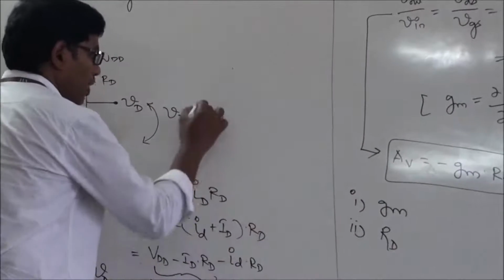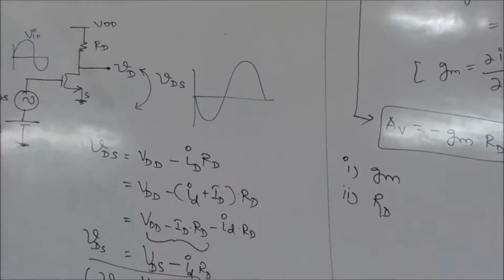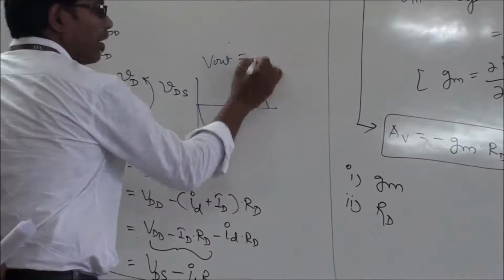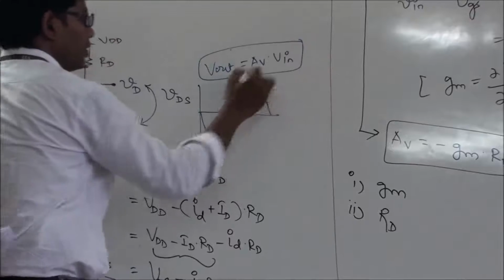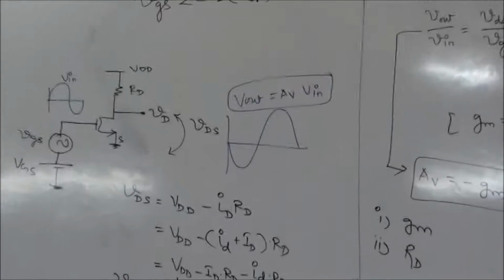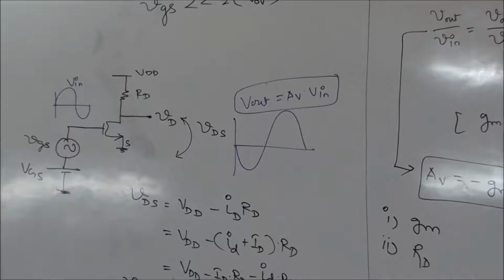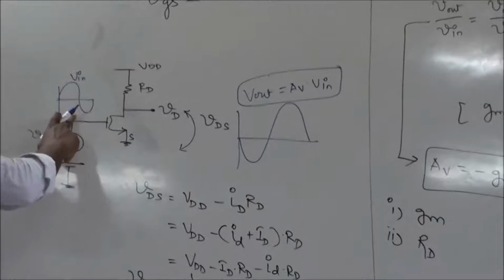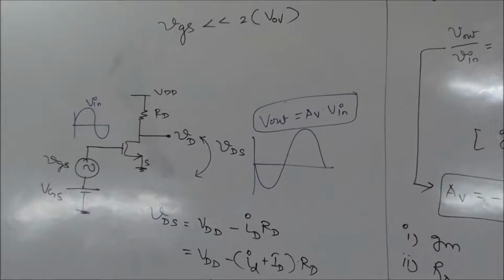So V out is Av times V in, where Av is gm times R. So one important conclusion we derive from this common source is, whenever I give input, the input and output are always 180 degrees out of phase.